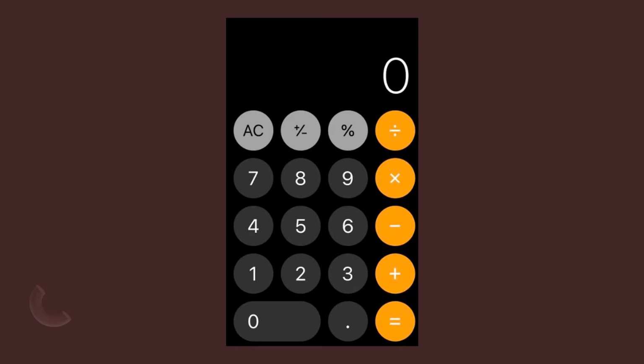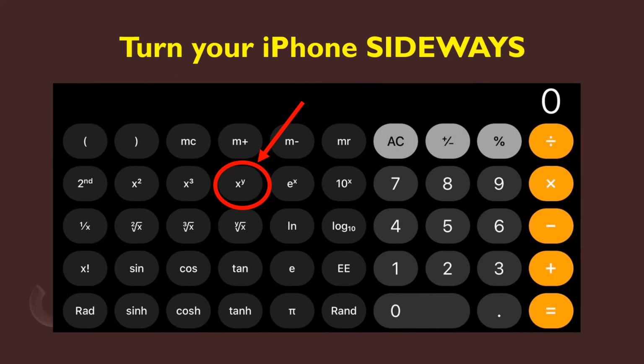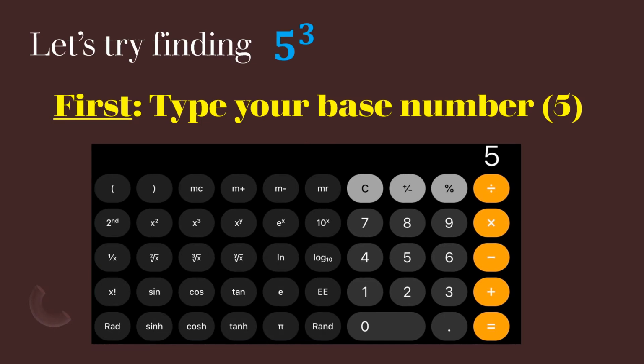But if you have an iPhone, especially, and you turn it sideways, boom, you get a whole lot of other features to go along with your calculator. It's now a scientific calculator. And the one we want to look at especially is this x to the y power, where x is standing in for your base number and y is standing in for your exponent. And if you do that, now we can start doing some other problems.